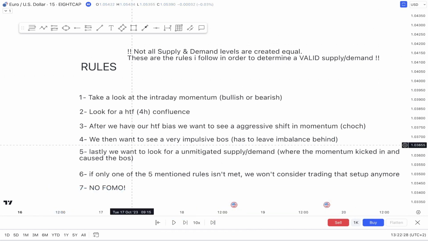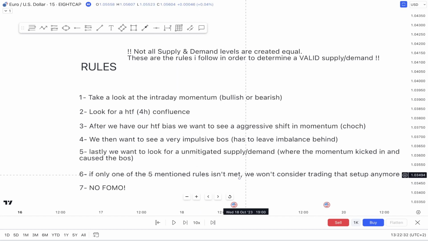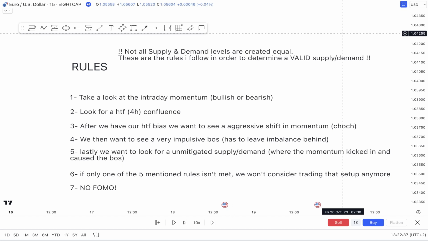Rule number 6 is that if even one of the 5 mentioned rules isn't met, we won't consider trading that setup anymore. That's how strict I am with this trading strategy. And the last one would be no FOMO. There will be days where on specific pairs you won't have any setups. If that's the case, just stay on the sidelines and don't FOMO. There are so many good opportunities out there, there's no point in trying to force anything.